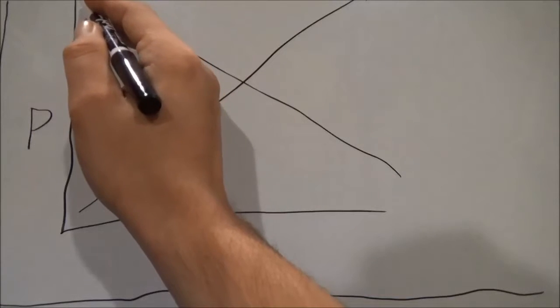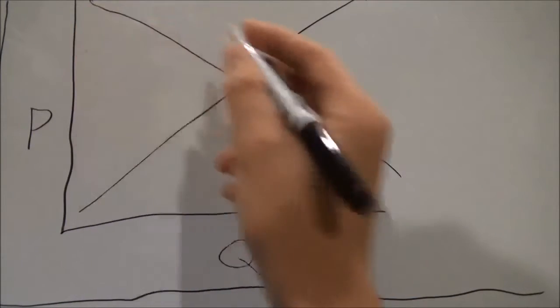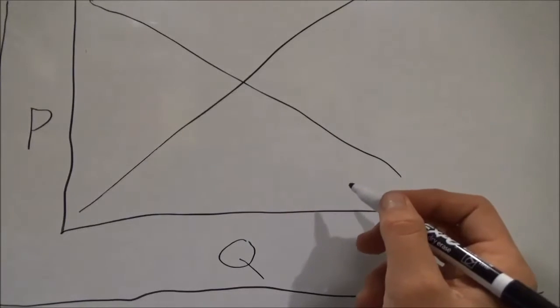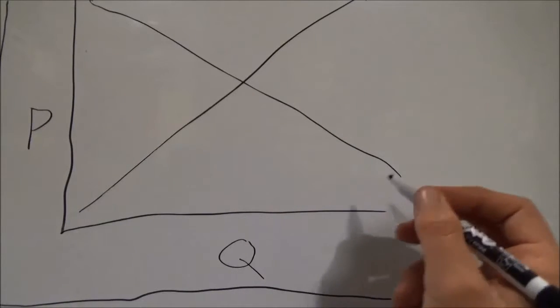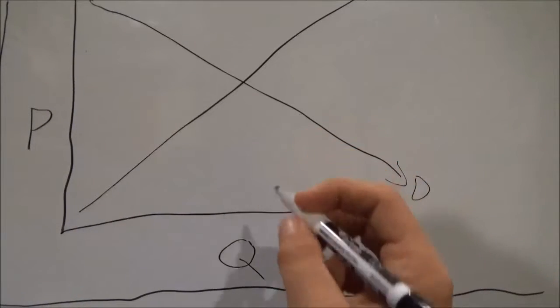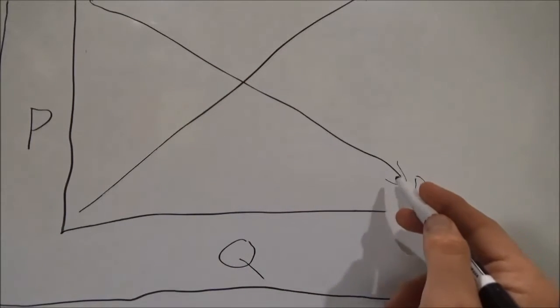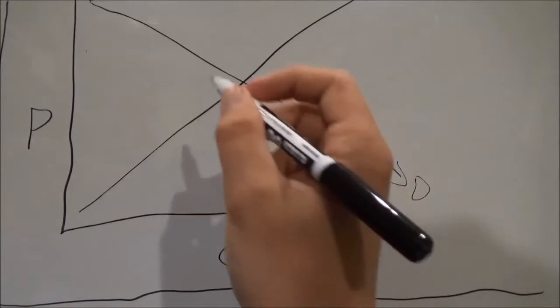Now demand has a negative slope. The higher the price is, the less quantity is demanded. So the law of demand states that the demand should be represented by a negative sloped line.